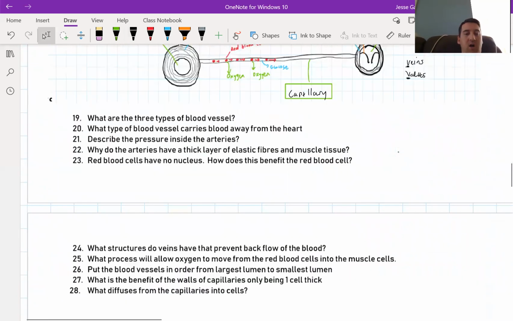All right, guys, to finish it off with some practice, I'm going to get you to practice questions 19 down to 28. Most of them are pretty straightforward, I think. Yeah, pretty sure all of those are pretty straightforward.